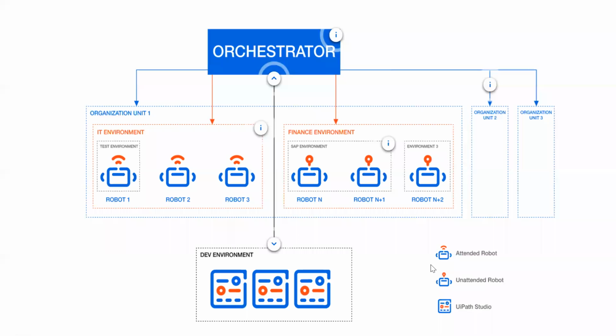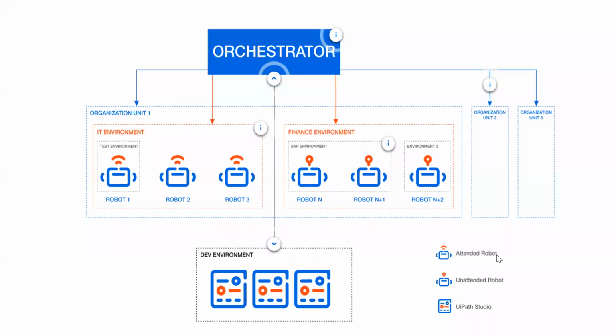within an organization. As you can see, there is the SAP environment, then there is environment 3. Maybe instead of SAP, we are automating some other CRM application of finance. So an orchestrator can be divided first into different organizations, which can further be divided into different environments. Moving forward, it can divide into different robots. As you can see, robot 1, 2, 3 under the IT environment, and robot N to N plus 2 under the finance environment. So this is how the organization is divided. And at the end, you can see the development environment, which is our final environment where our bot will be executed. At the bottom, there are attended robot, unattended robot, and UiPath Studio.